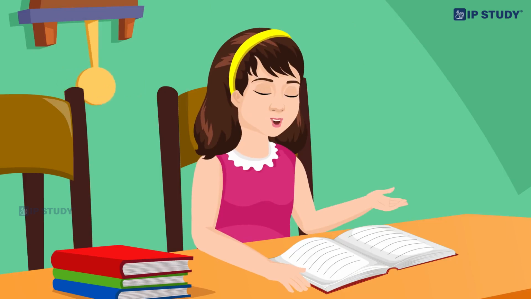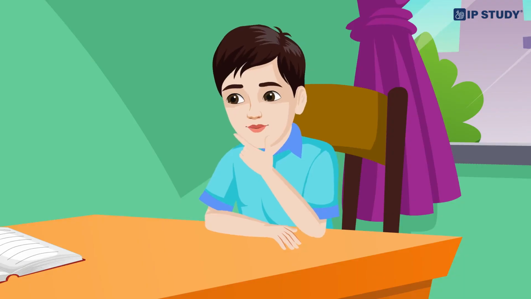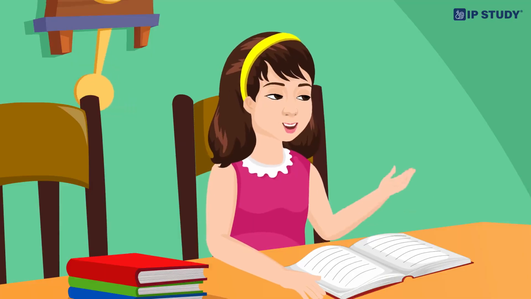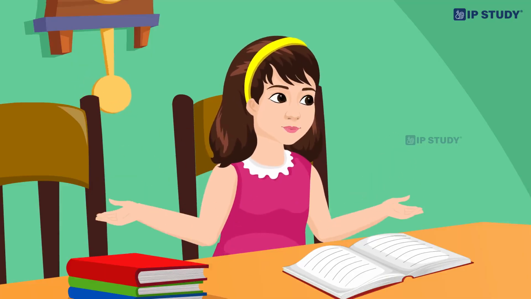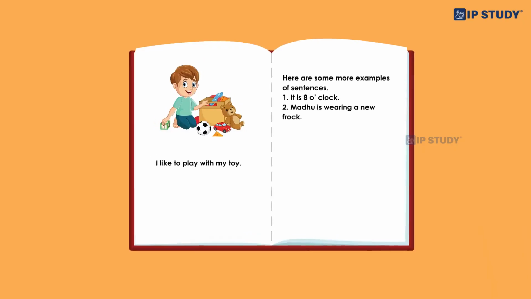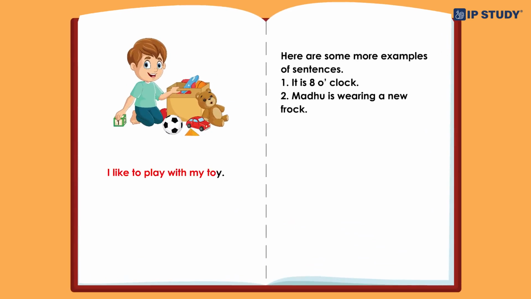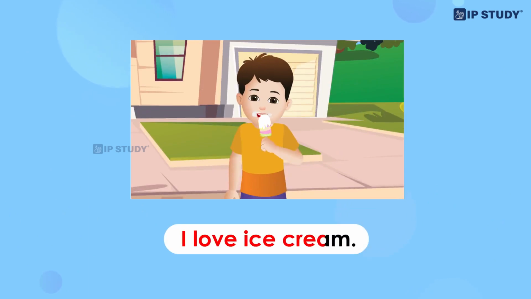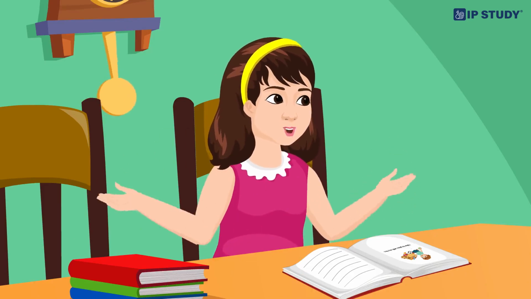This chapter is about sentences. Akshay, you don't know what a sentence is? I think so. Isn't it something that makes complete sense? That's right. A sentence is a group of words that makes complete sense on its own. For example, I like to play with my toy. It's a sentence because it makes complete sense. Oh, I understand now. It's like when I say, I love ice cream. This is a sentence, as it's giving a complete meaning. Exactly, Akshay. That's a perfect sentence too.